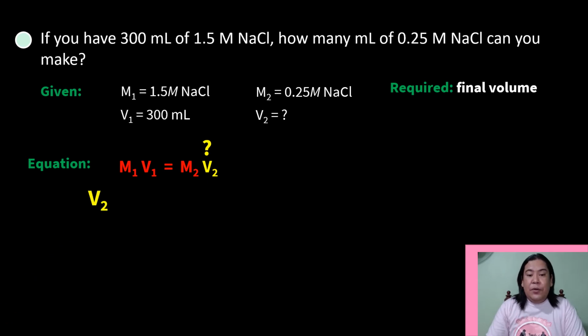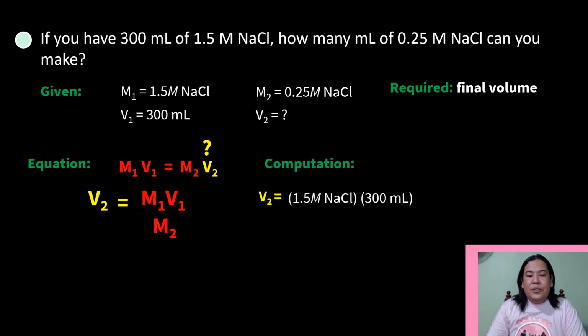So let us derive the formula. So V sub 2 is equal to, so simple lang naman yan pag nagde-derive ng formula, kung ano yung katabi ng unknown, siya yung ilalagay nyo sa denominator. So rewrite yung M sub 1 V sub 1 divided by M sub 2. Okay, so this is your final equation, and then substitute all given values.